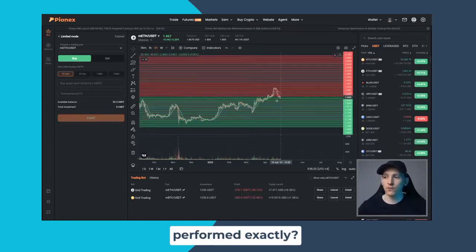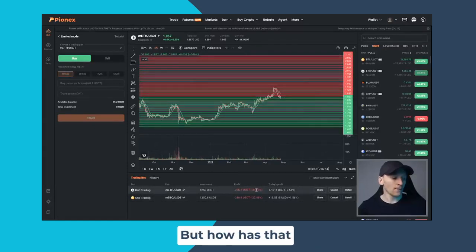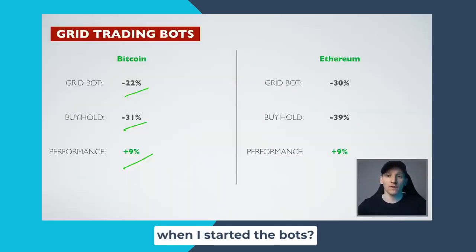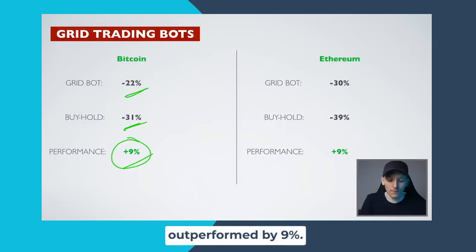But how have these bots performed exactly? You can see down here both are in a loss. The BTC bot is down 22% and the ETH bot is down 30%. But how has that performed in comparison to just buying the same amount of those assets when I started the bots? So you can see here for Bitcoin, the grid bot is down 22%. If I'd just bought the same amount of Bitcoin at that price, I'd be 31% down now. So the bot has outperformed by 9%.